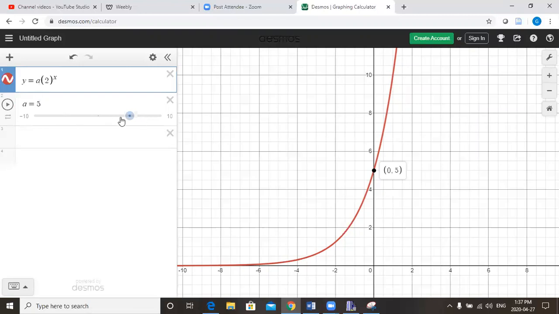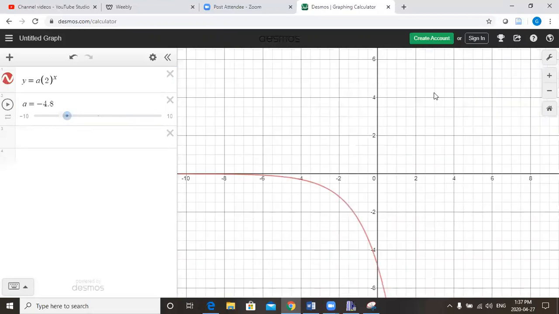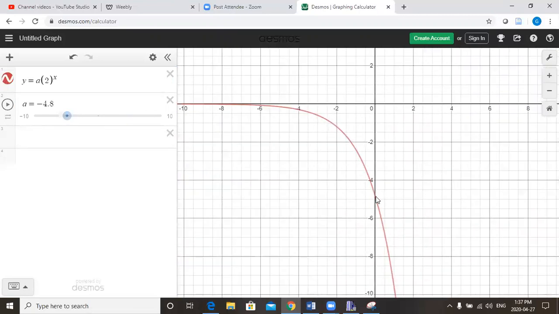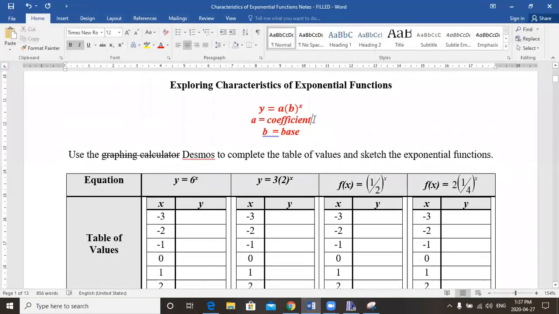If a is negative, you see that the graph swings down and it's still the initial value. So if it's negative 4.8, then the y-intercept is negative 4.8. So it's worth noting here that the coefficient is also known as the initial value.